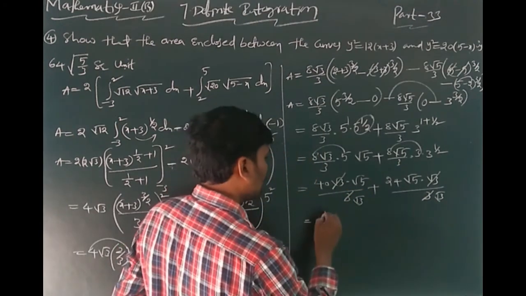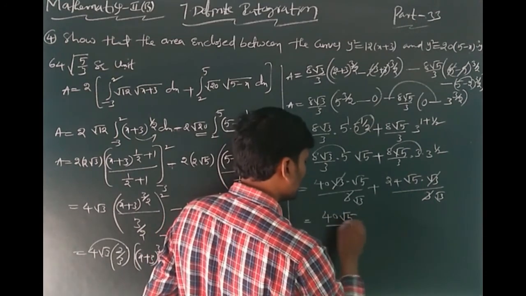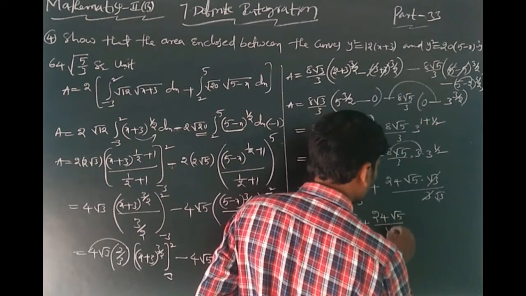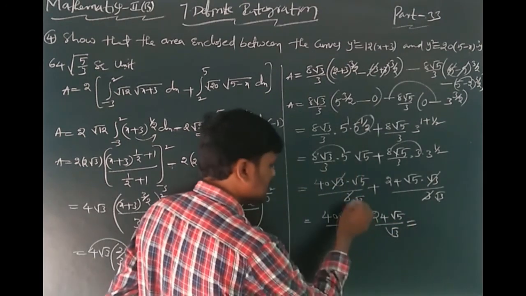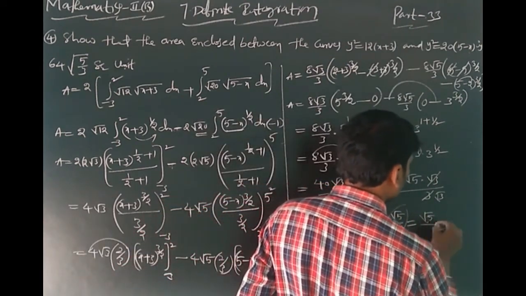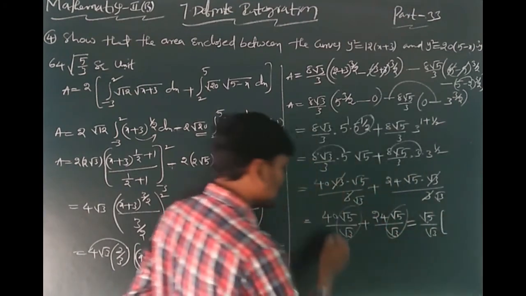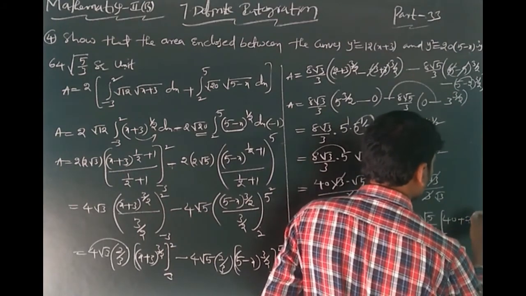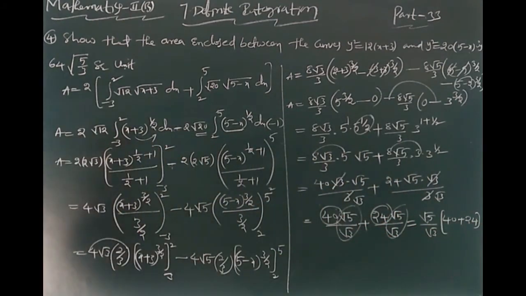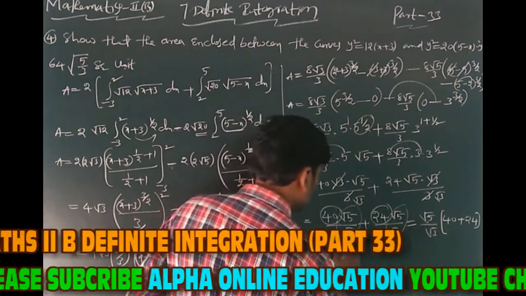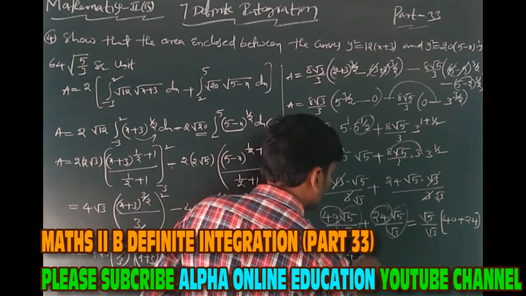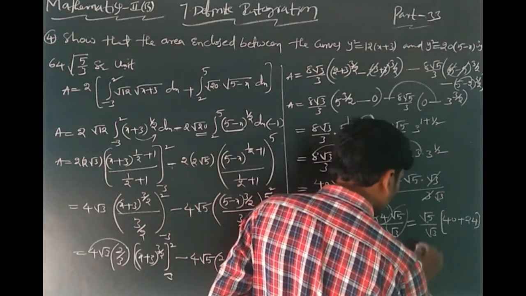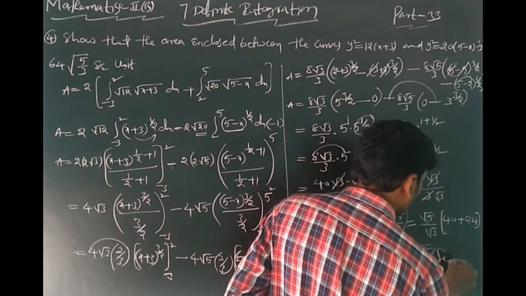You get what? 40 root 5 by root 3 plus 24 root 5 by root 3. You can take these two terms common. Square root of 5 by square root of 3 common. You get what? 40 plus 24. How much? 40 plus 24 is nothing but 64. Total 64 into square root of 5 by square root of 3. This can be written as 64 into square root of 5 by 3 square units.